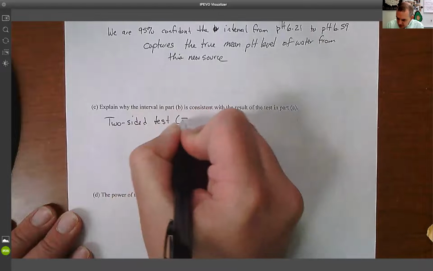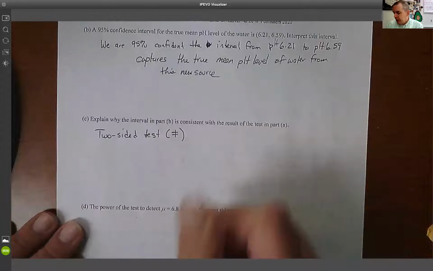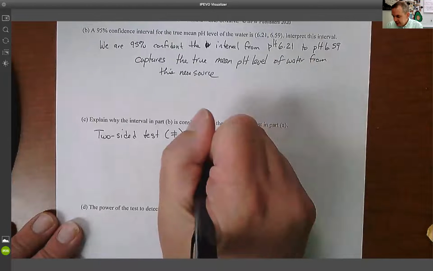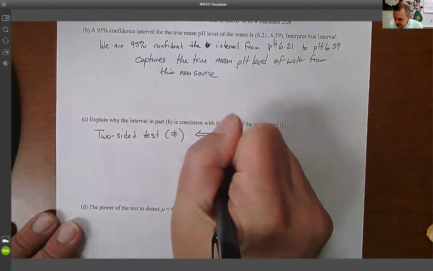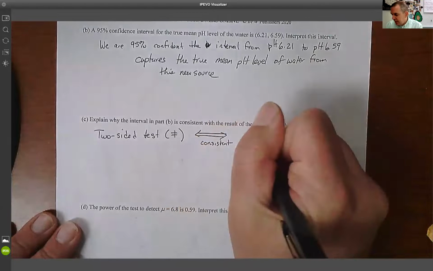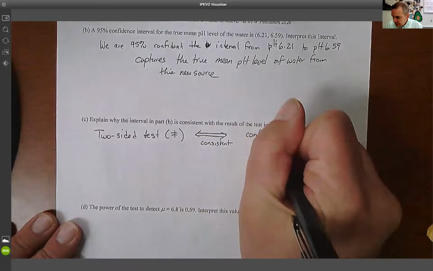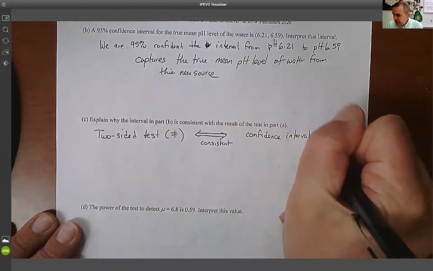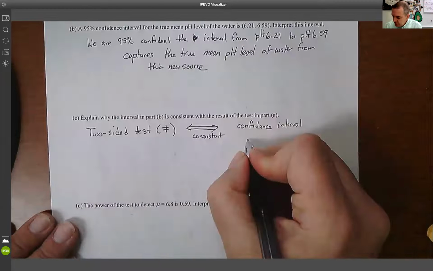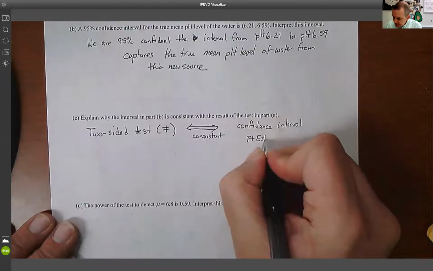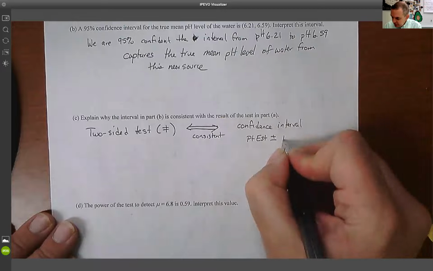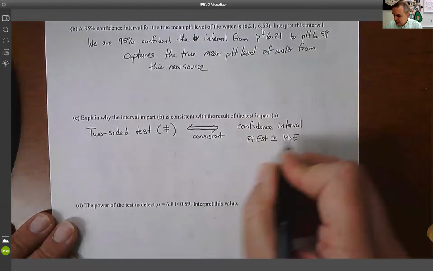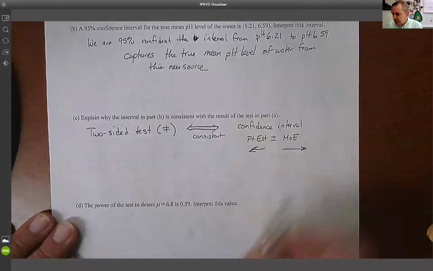Our test was a not equal to situation. A two-sided test is consistent with a confidence interval. What it means is, if you think about when you work with a confidence interval, we do our point estimate plus or minus our margin of error. So what we actually do is we look in both directions. We go up, we go down.